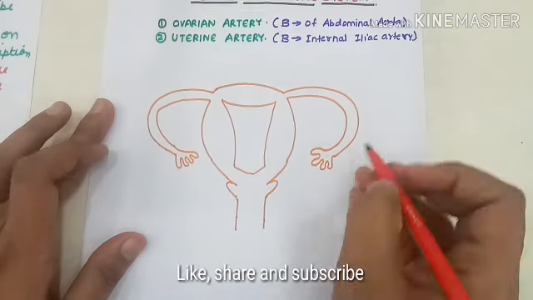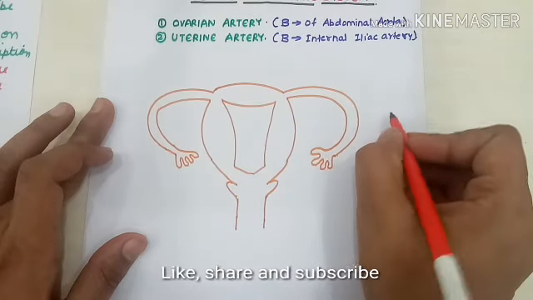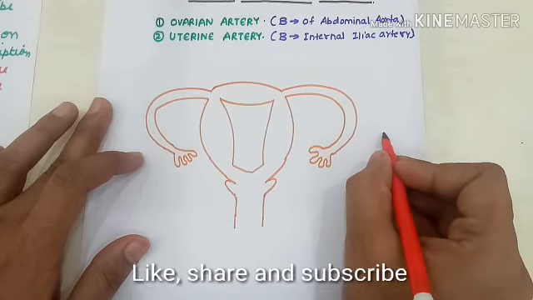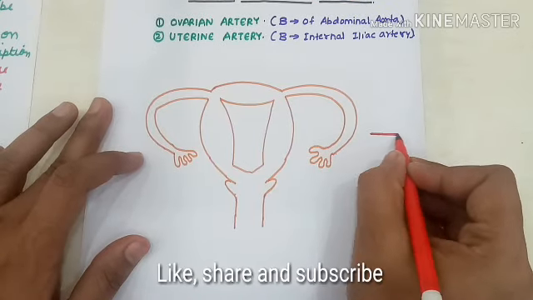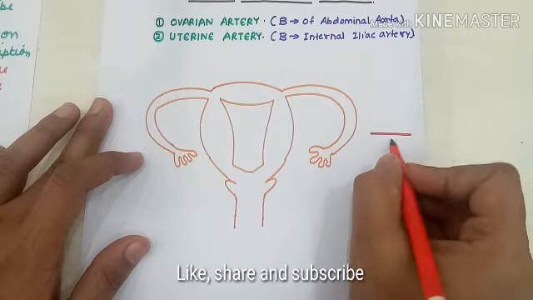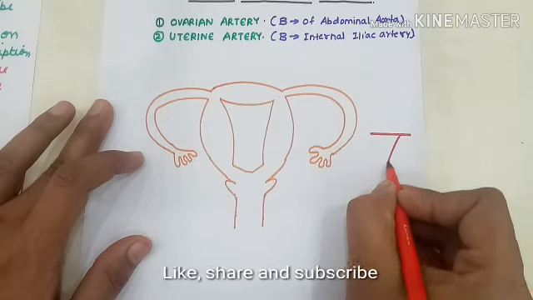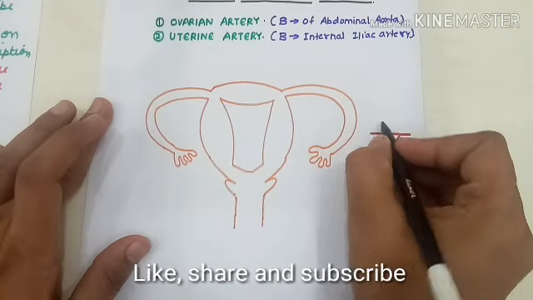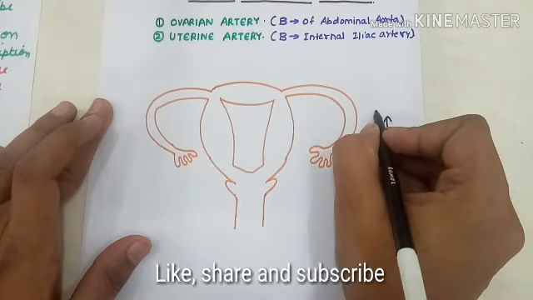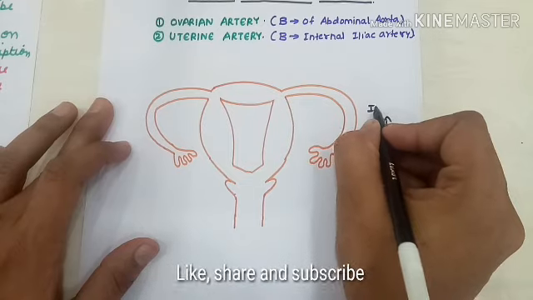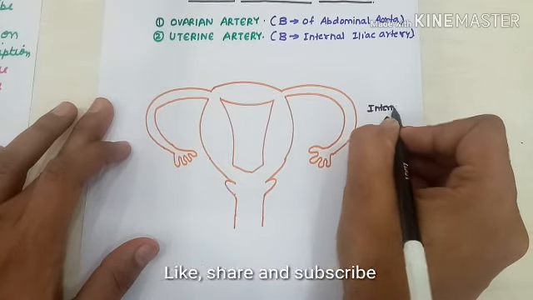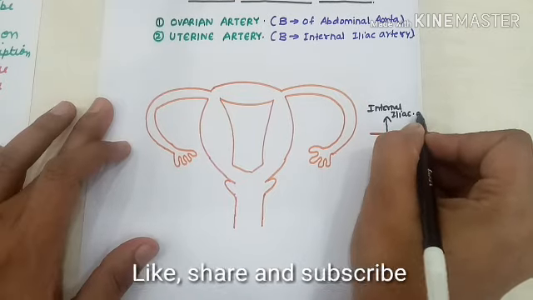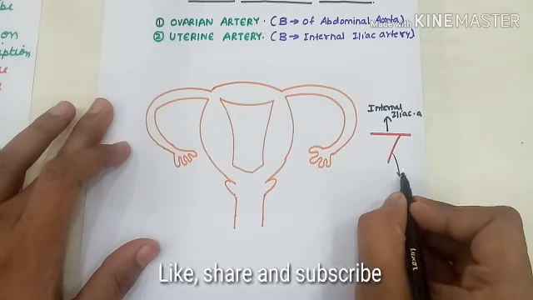From here, the internal iliac and the external iliac will arise. This is the internal iliac and this is the external iliac. Okay, I'm going to label this. This is the internal iliac artery, and this is the external iliac artery.